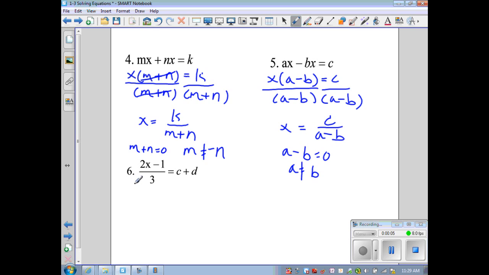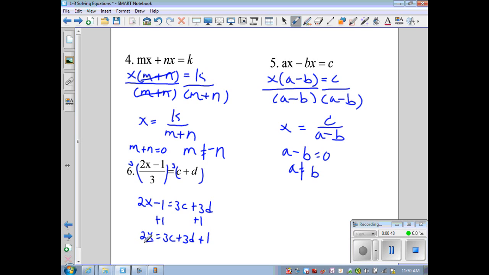Number 6, I'm still solving for x, and x is in a quantity above my 3. So 3 is dividing that quantity. So what I want to do to simplify this is to multiply both sides by 3. And 3 divided by 3 leaves me 2x minus 1. And then I'll use the distributive property, which is 3c plus 3d. Then I'm going to add 1 to both sides to get my variable term alone. That gives me 2x equals 3c plus 3d plus 1.